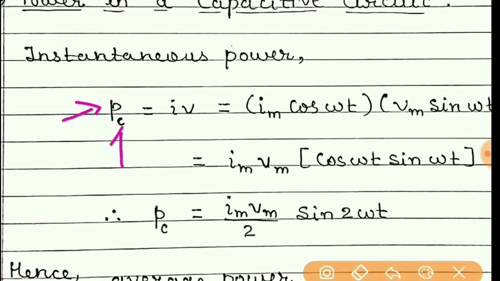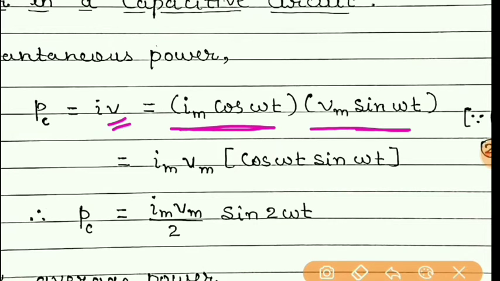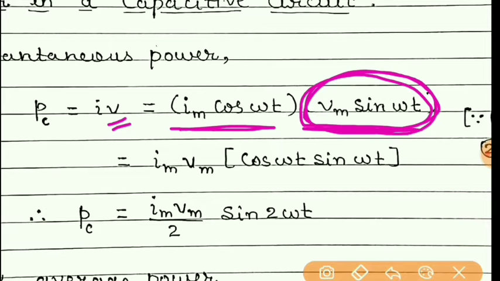Here symbol C in subscript indicates that it is a capacitive circuit. So power in a capacitive circuit is I into V. What is I? We know that I is Im cos omega t, and V as usual Vm sin omega t. This is a fixed value. Always it will remain the same, because we are considering this voltage in all the cases. But when the capacitor is connected, the current will be Im cos omega t.